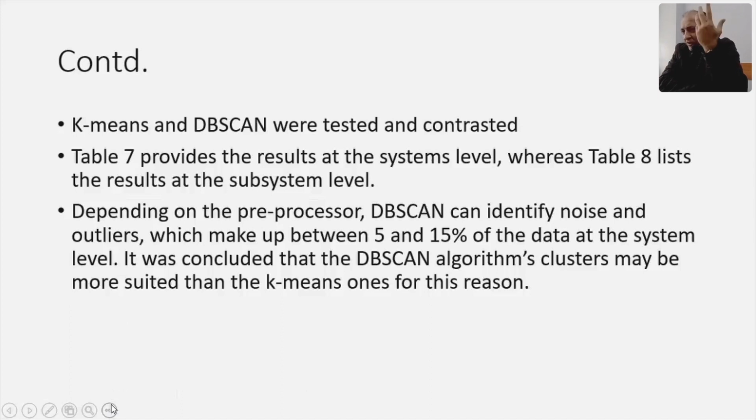Depending on the preprocessor, DBSCAN can identify noise outliers, which make up between 5 and 15% of the data at the system level. Thus, it was concluded that DBSCAN clusters may be more suited than the k-means ones for this reason.